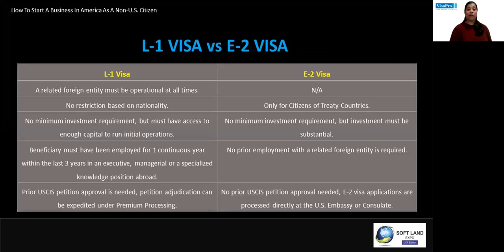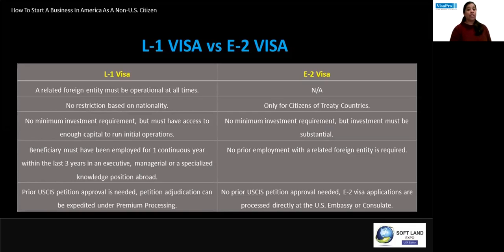So we've briefly outlined the L1 and the E2 visa. While they share several commonalities, these two categories are still vastly different. Understanding these differences will help you choose the visa option that's right for you and your employees. The L1 visa, for example, requires that the U.S. company have a related company abroad, a parent, subsidiary, or branch office. The E2 has no such requirement.